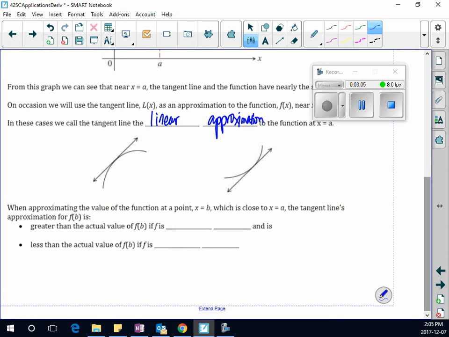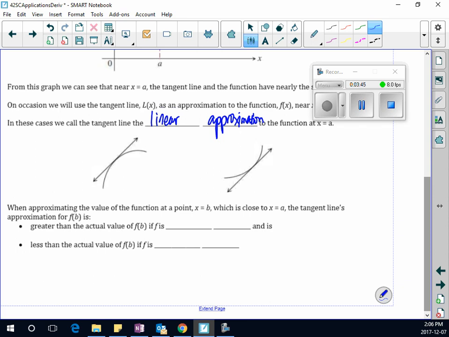When approximating the value of the function at a point x equals b, which is close to x equals a, the tangent line's approximation for f of b is L of b. So does anybody remember what kind of curve this is called? Concave down, and this is concave up. So do you see, if I have a tangent line to a concave down curve, is it greater than or less than the actual curve?